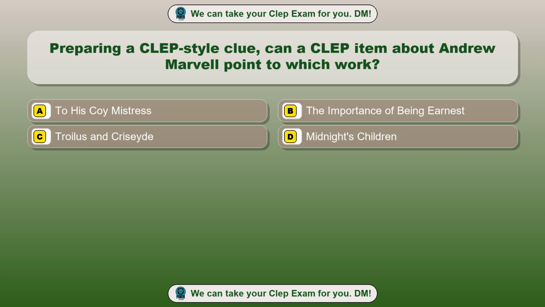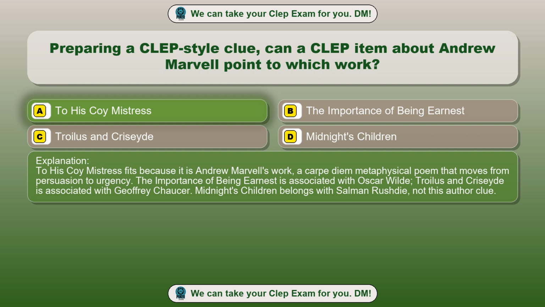Question 17. Preparing a CLEP-style clue, can a CLEP item about Andrew Marvell point to which work? Option A. To His Coy Mistress. Option B. The Importance of Being Earnest. Option C. Troilus and Cressida. Option D. Midnight's Children. The correct answer is option A. To His Coy Mistress. To His Coy Mistress fits because it is Andrew Marvell's work, a carpe diem metaphysical poem that moves from persuasion to urgency.